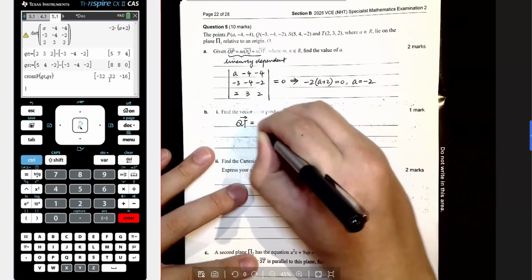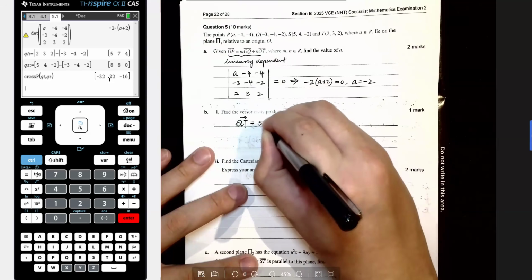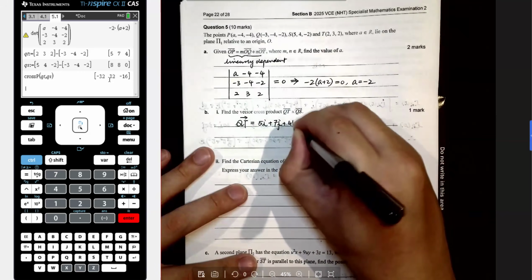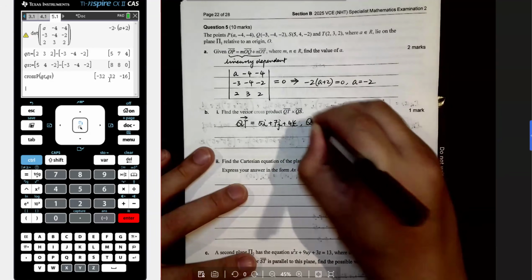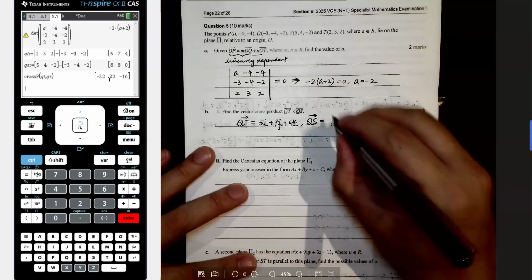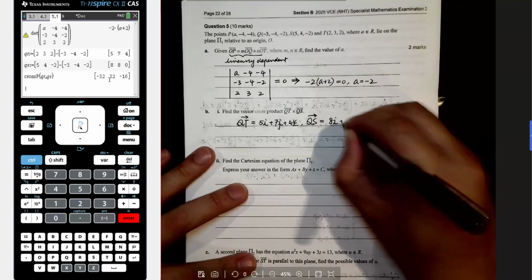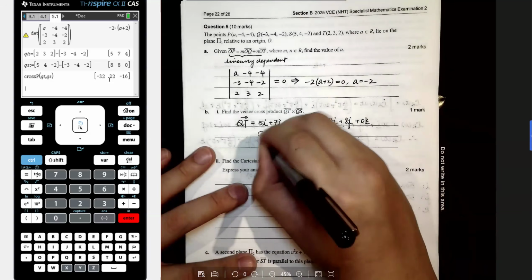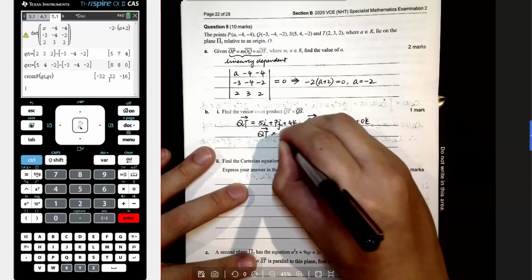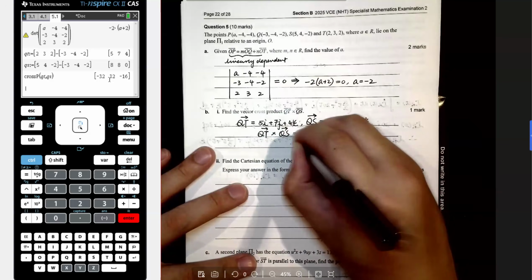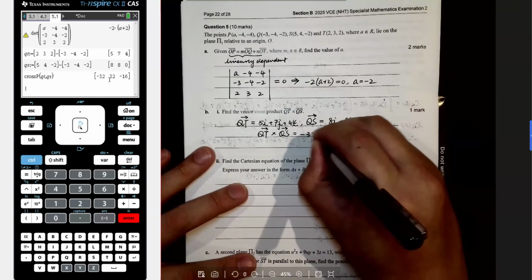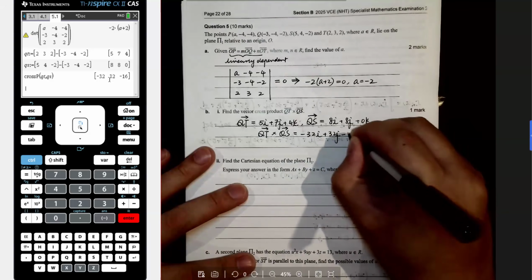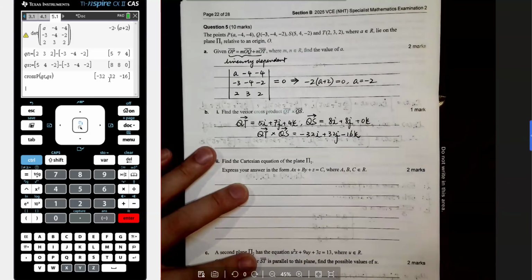QT equals 5i plus 7j plus 4k. QS equals 8i plus 8j plus 0k. So QT cross QS equals -32i plus 32j minus 16k.